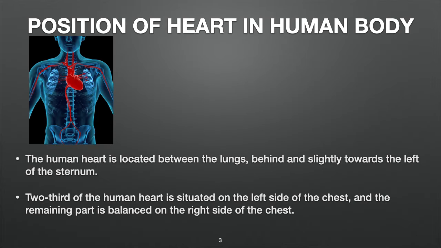So now talking about the position of the human heart in the body. Always remember that it is not entirely towards the left, or entirely towards the center or the right. It is slightly towards the left. It is tilted. It is located between the lungs, behind, and slightly towards the left of the sternum. The sternum is our breastbone. Two-thirds of the human heart is situated on the left side, whereas the remaining one-third is placed on the right side of the chest.